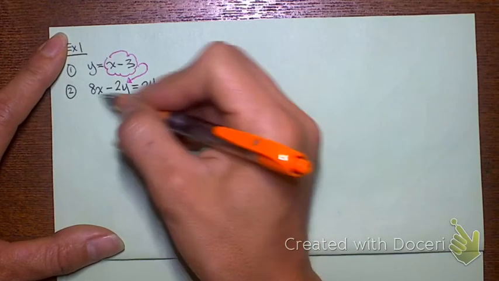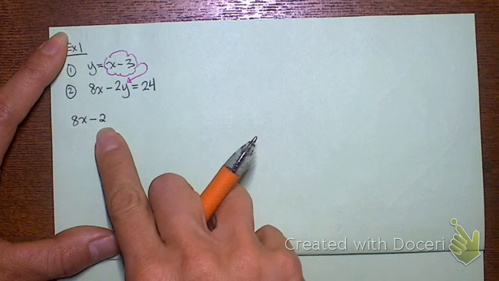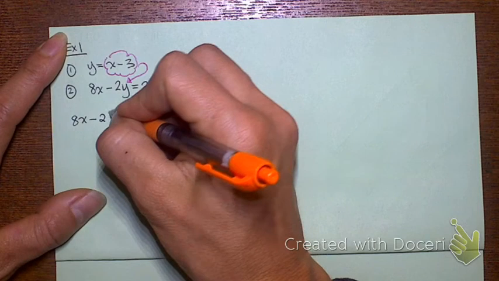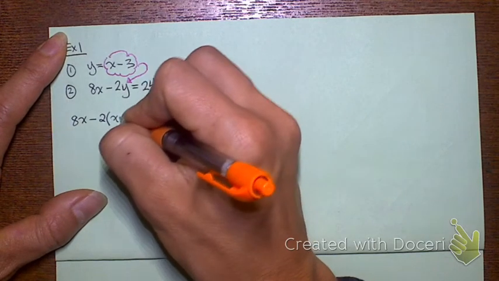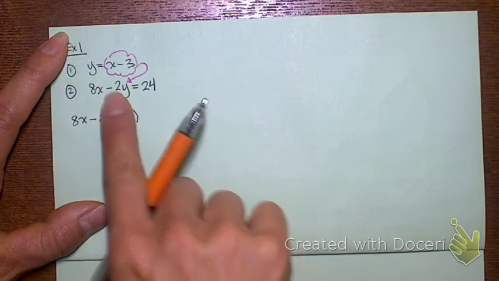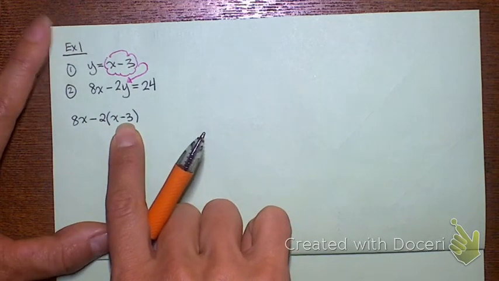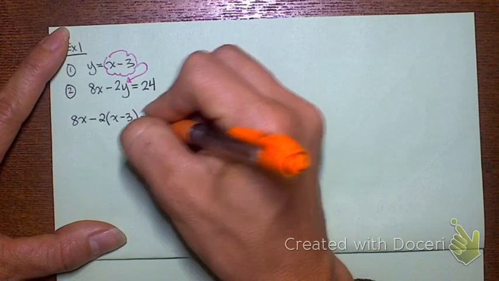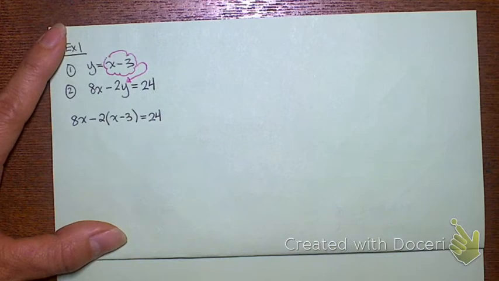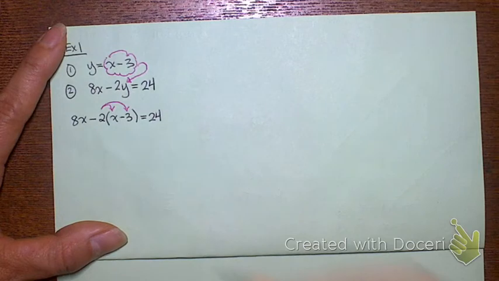So I'm going to rewrite equation 2, the second equation. This says 2 times y. So in the place of y, I'm putting x minus 3. So it's 2 times that whole thing, 2 times x minus 3, because this whole thing is equal to y. And 2 is multiplying by y, so I need to multiply 2 by the whole value of y, which is x minus 3. Then that equals 24. Now, in order to solve this, I'm going to apply the distributive property and start simplifying the left side of my equation.